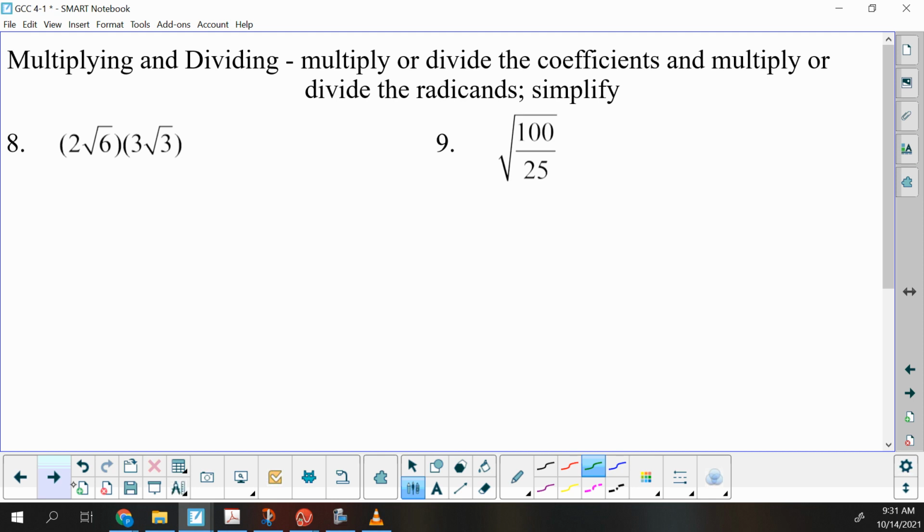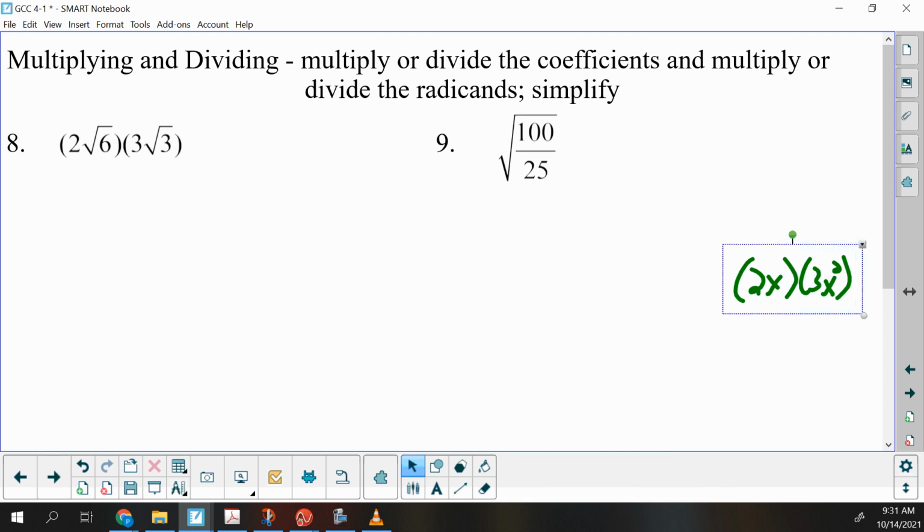Well, let's look at some examples with algebraic things again to start out. If we had 2x times 3x squared, when we multiply those, we multiply the numbers out front, so we'd get 6, and then multiply the x and the x squared to get x cubed.